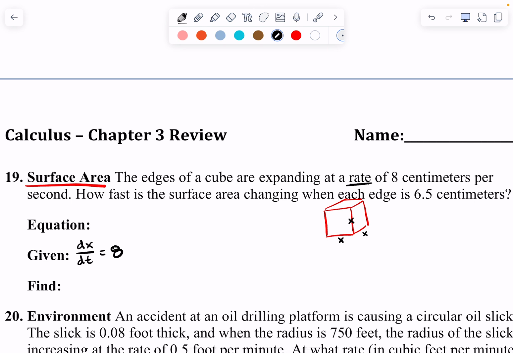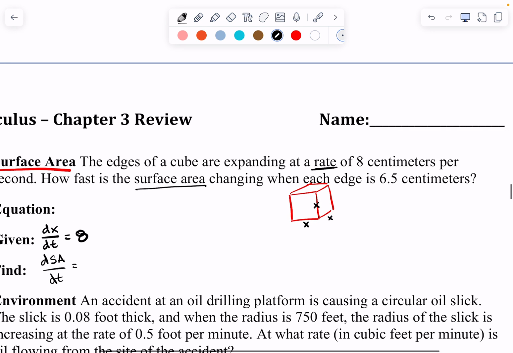What is the rate of change of surface area called? Is that like D or DT? Or DA? I'm going to go dSA/dt. That sounds really weird, but I'll go dSA/dt. The rate of the surface area changing with respect to time, when each edge is 6.5. So what is 6.5? That's our edge, X. That's what we've called it.